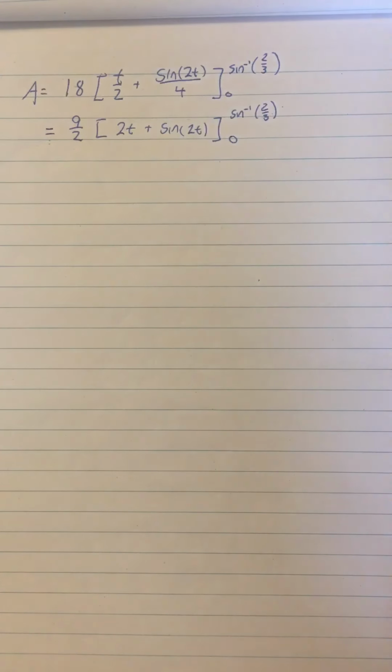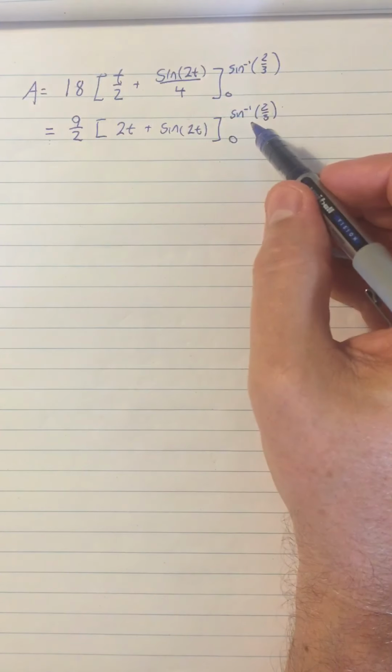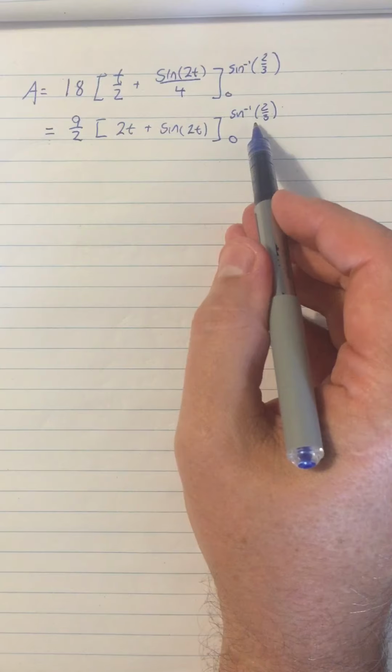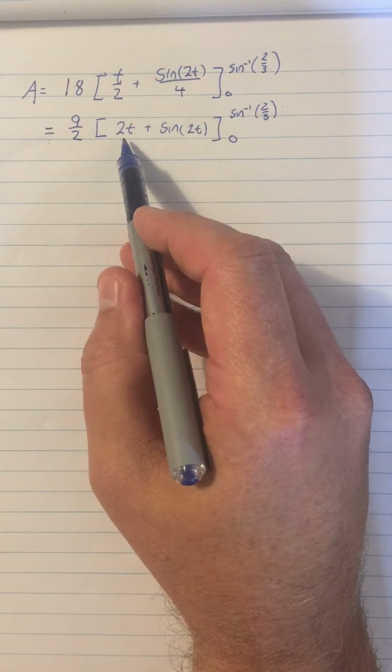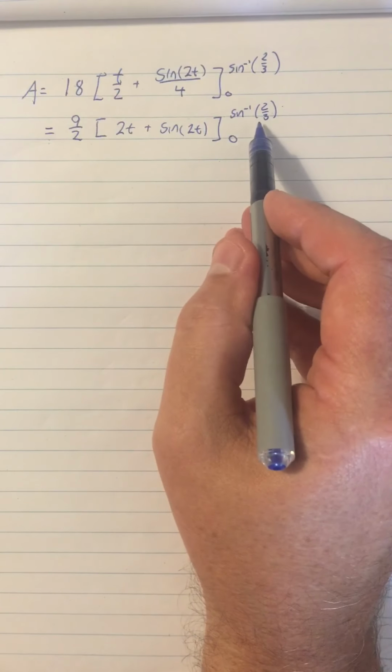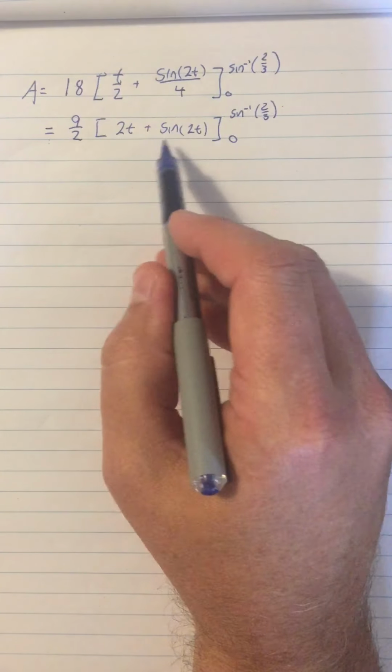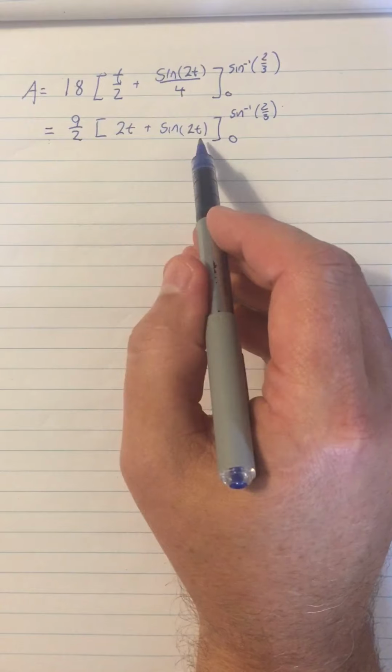So now we have the challenge of evaluating this, putting the inverse sine back in here. So I put inverse sine of 2/3. There's no way to simplify that. If I just stick it here, I'm just going to have 2 inverse sine of 2/3. But when I put that inverse sine of 2/3 here, somehow the sine and the inverse sine should cancel out.